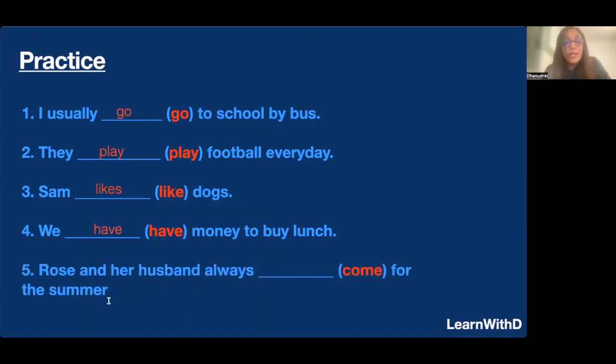The last sentence is: Rose and her husband always blank come for the summer. I'll give you a few seconds. So, Rose and her husband always come for the summer. Why? Because Rose and her husband becomes they. So they always come for the summer, right?